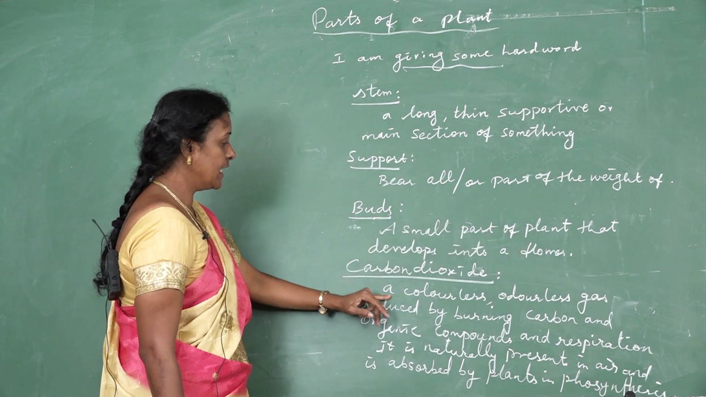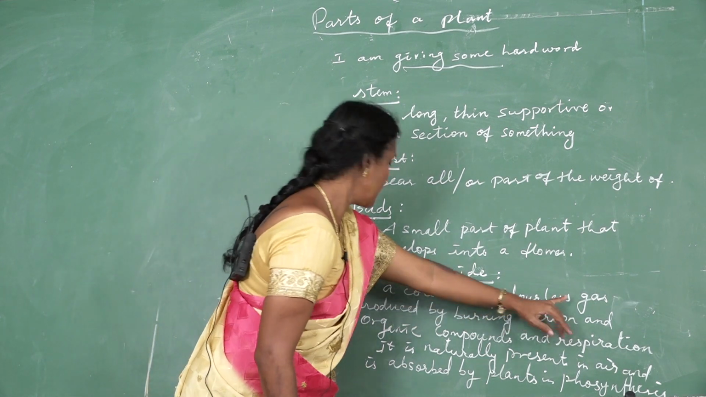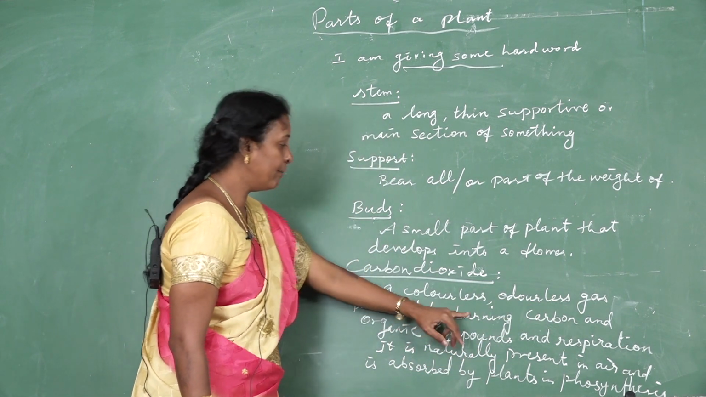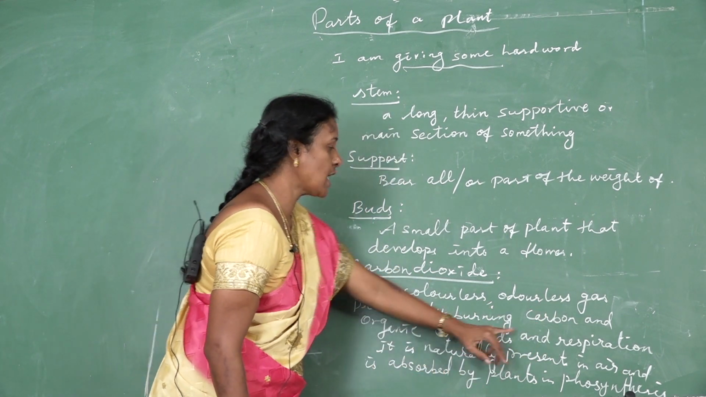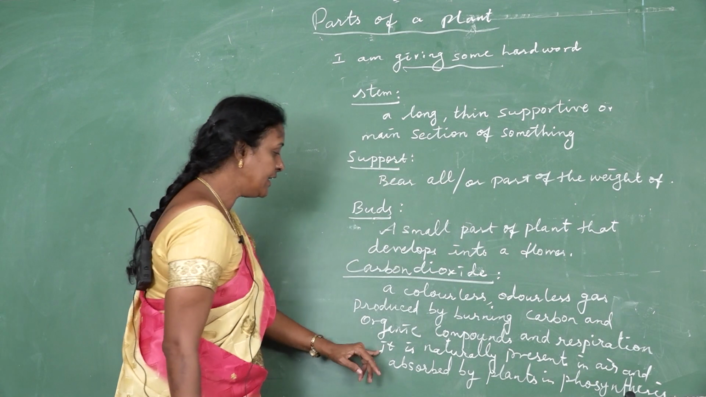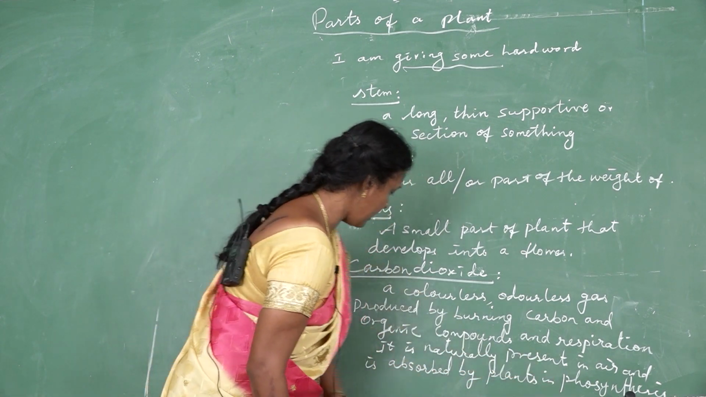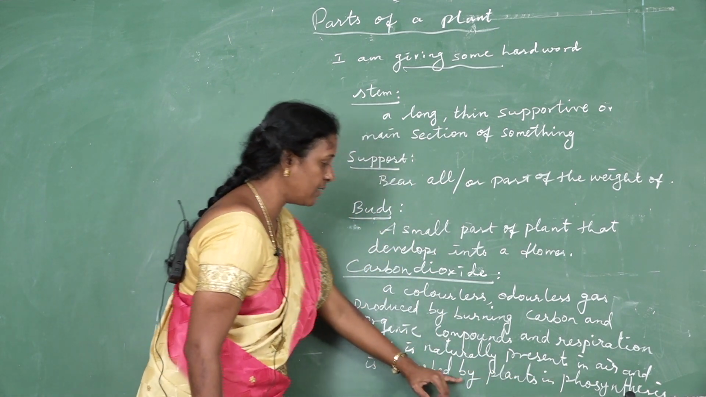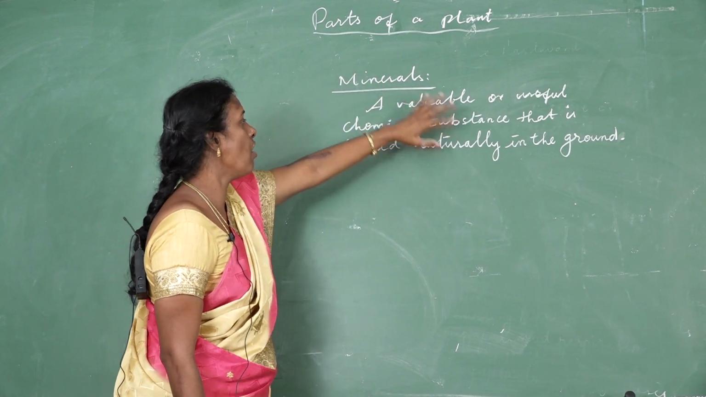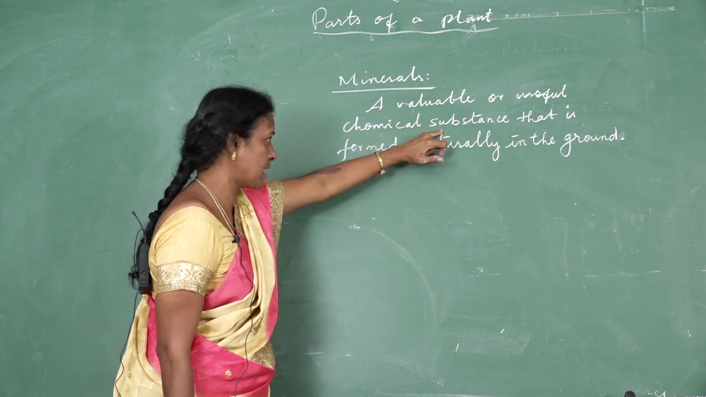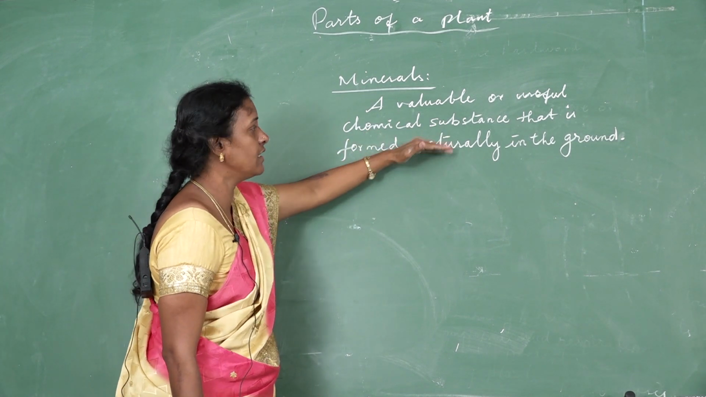Carbon dioxide, a colorless, odorless gas produced by burning carbon and organic compounds and by respiration. It is naturally present in the air and is absorbed by plants in photosynthesis. Next, minerals, a valuable or useful chemical substance that is formed naturally in the ground.